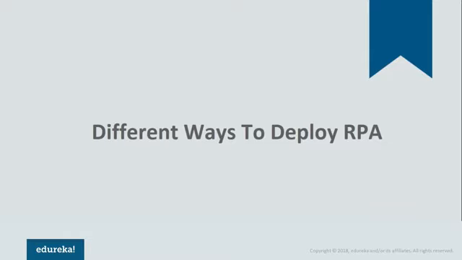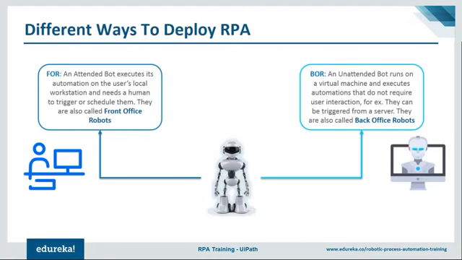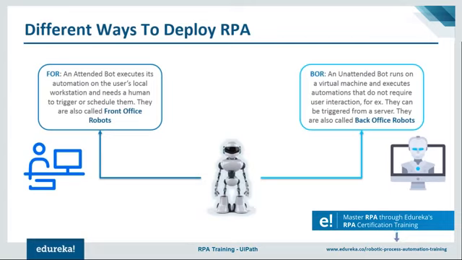Now, we have discussed the kinds of workloads which can be automated in RPA. Let's see what are the different ways you can deploy an application in RPA. When you deploy applications in RPA, guys, there are basically two ways that an application can run. You can either create a front office robot or you can create a back office robot. The basic difference between them is the way they are triggered.